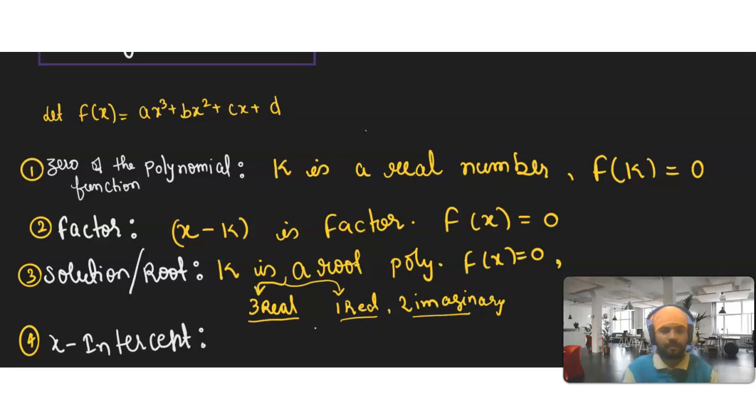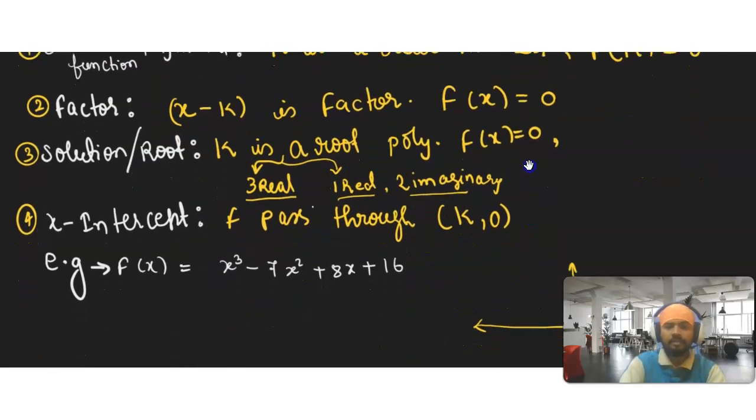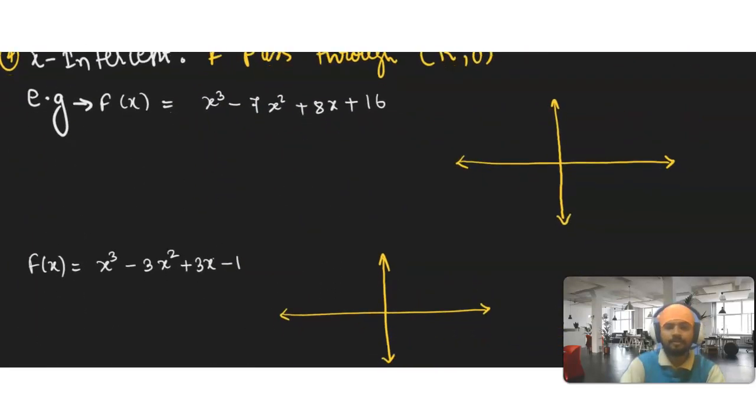If k is a root of the polynomial, and k is a real number, then k is also known as the x-intercept, such that f passes through the point k comma 0. That is the meaning of the x-intercept. We have understood that. Now next, let us take an example to make the concept clear.